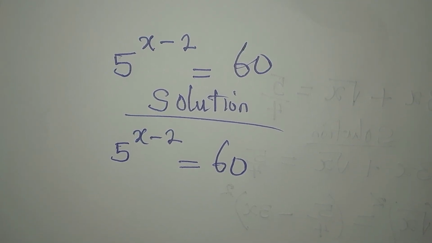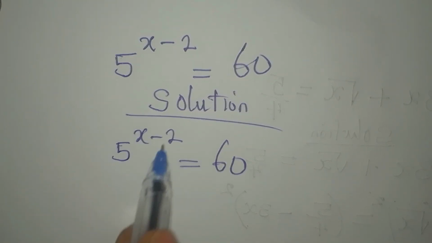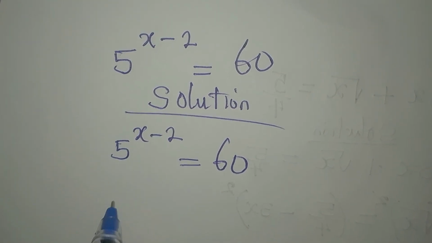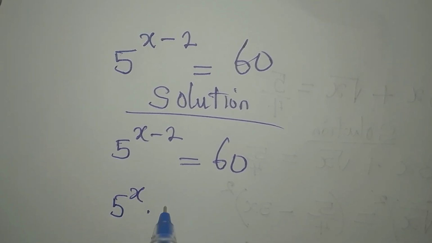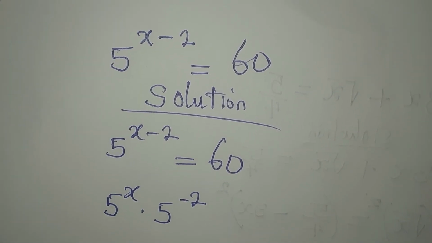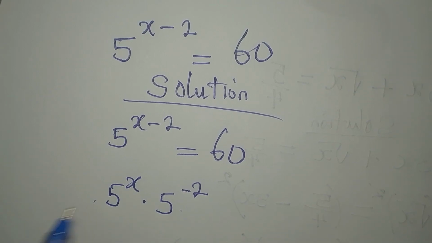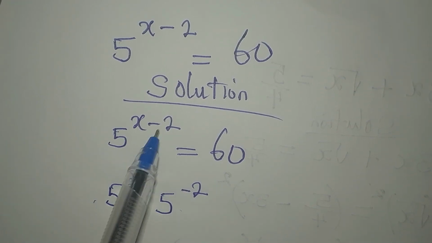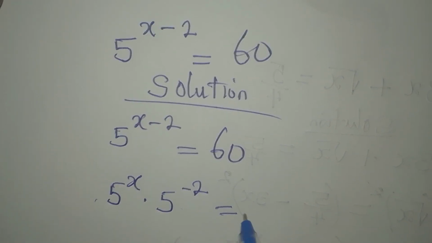And let's continue. Now, we cannot make them have the same base. So what should we do? Mind you, what we have here can be written as 5 to the power of x multiplied by 5 to the power of negative 2. Because if you pick one of the bases, you are to add the powers, and that will give you this. This is equal to 60.